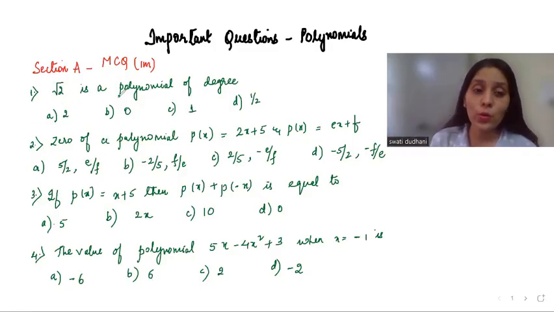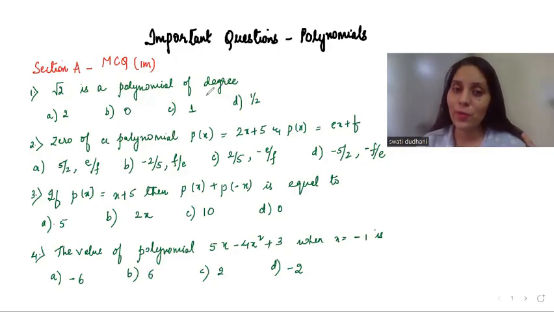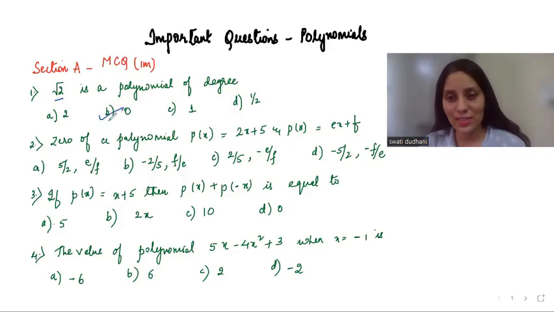First one, root 2 is a polynomial of what degree? In my previous video, I've already explained all the concepts. Root 2 is a constant polynomial. For any constant polynomial, the degree is always equal to 0.